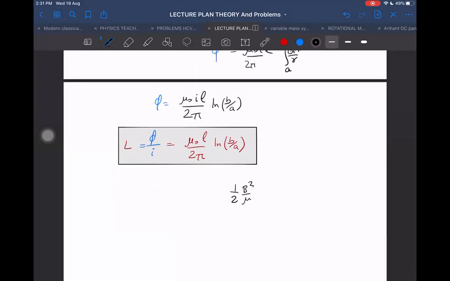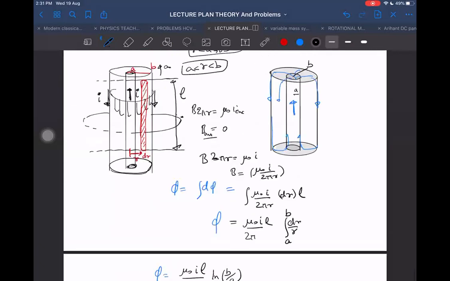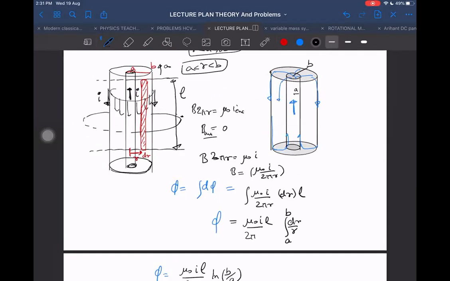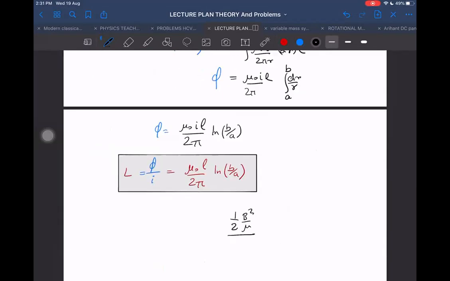Do you know what is the volume in which the magnetic field is contained? That volume is from A to B. So if somehow I am able to calculate the energy stored between A to B, then I will equate that energy stored. What will be the energy stored? Energy stored will be the energy density into volume integral. I can write this as energy stored per unit volume, U, so the total energy will be integral of U into dV.